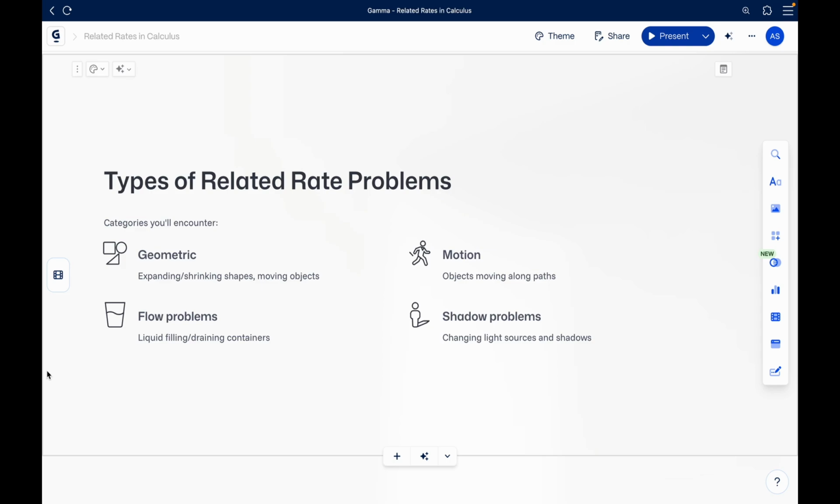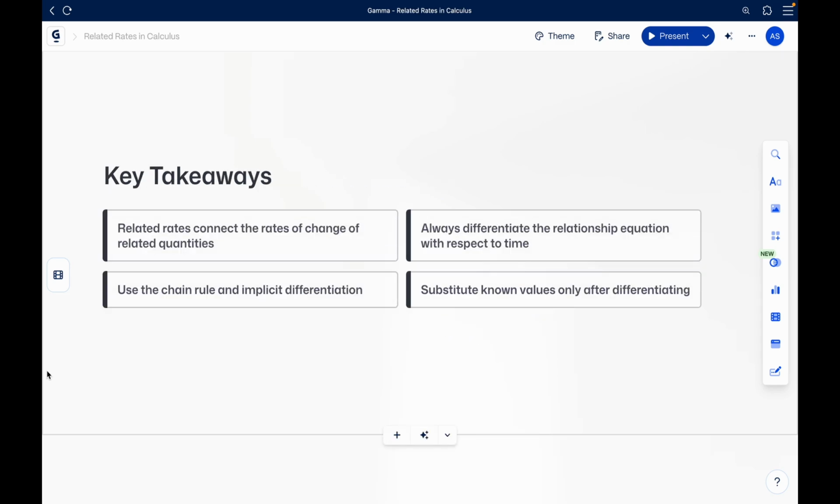The third is flow problems, which was the practice problem we saw, where liquid is filling or draining containers. And the fourth is shadow problems, where they're changing light sources and shadows. Normally, these will involve a lot of similar triangles, especially when it comes to two people or two different objects exerting different shadows. Here are a few key takeaways.